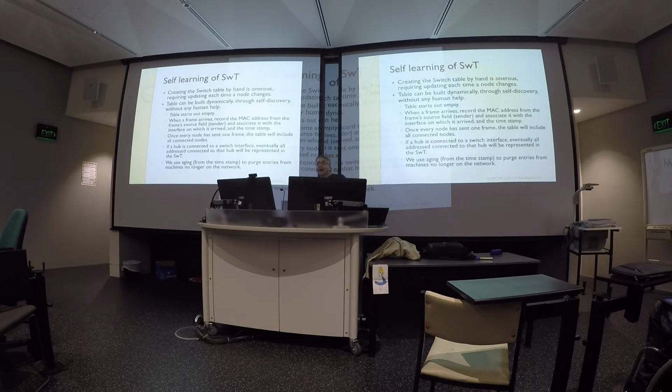Now, if you've got a hub that's connected to a switch, then eventually all the MAC addresses attached to that hub that's then attached to that switch will appear in the switch table. And the timestamp, we use aging to purge entries from the table for machines that are no longer in the network. And obviously, the table's a finite space. We just can't keep everything forever. And in fact, we don't want to because it will end up sending fatal messages.